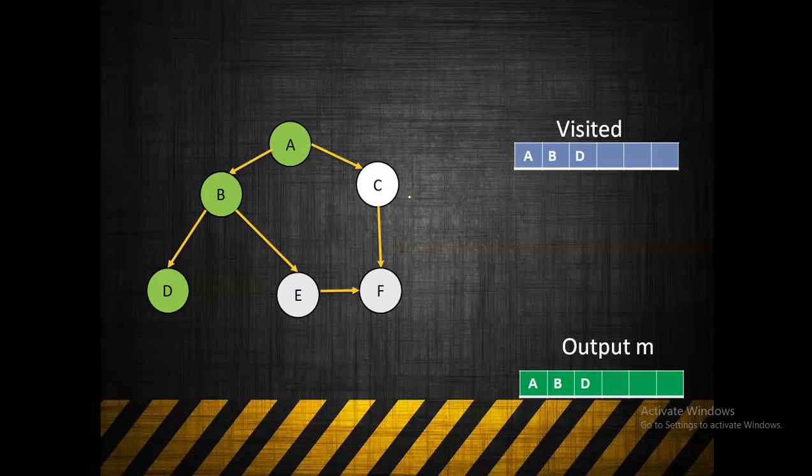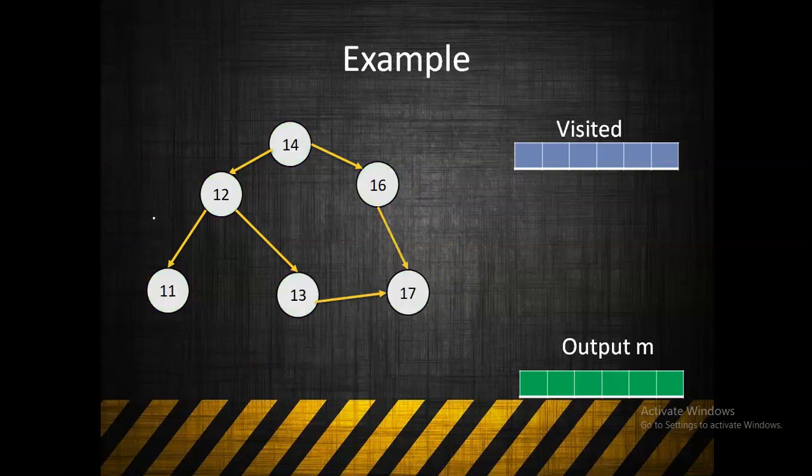Then we call again: the neighbor of B is D, so D will be printed. Then there is no other child, so backtrack to B, then find the other child of B, that is E, so E will be printed. Then there is a child called F for E, so F will be printed. Then backtrack to E, backtrack to B, backtrack to A, and at last print C. So this is how a depth first search algorithm works in a simple Python program.